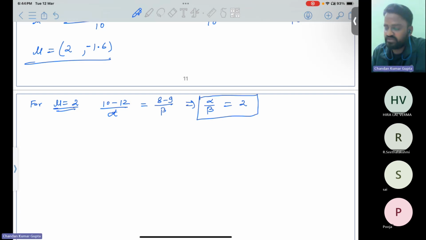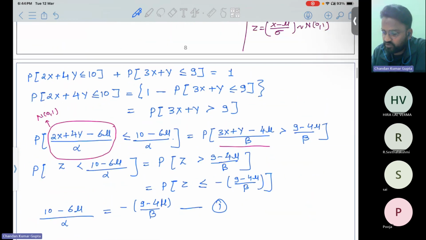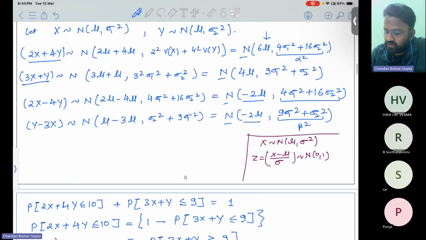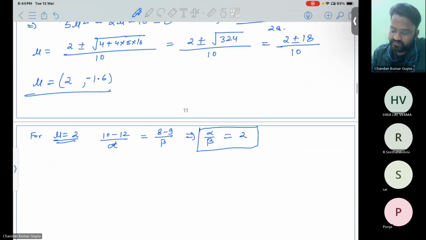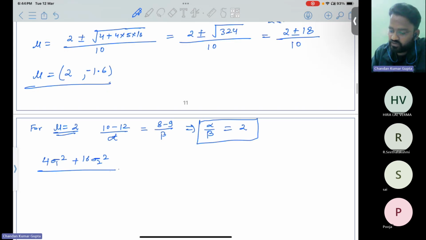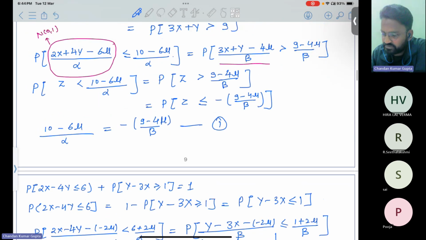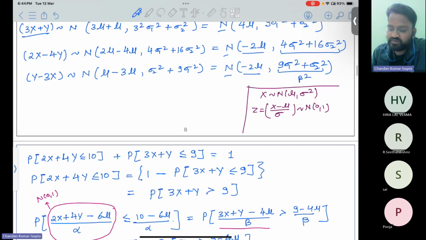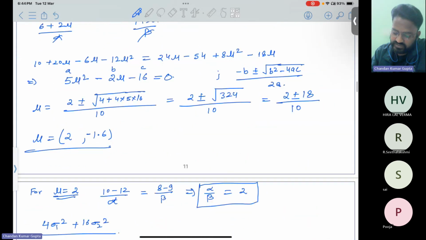From here alpha upon beta equal to 2, and the value of alpha is what? The value of alpha is 4 sigma 1 square plus 16 sigma 2 square. And beta is 9 sigma 1 square plus sigma 2 square.